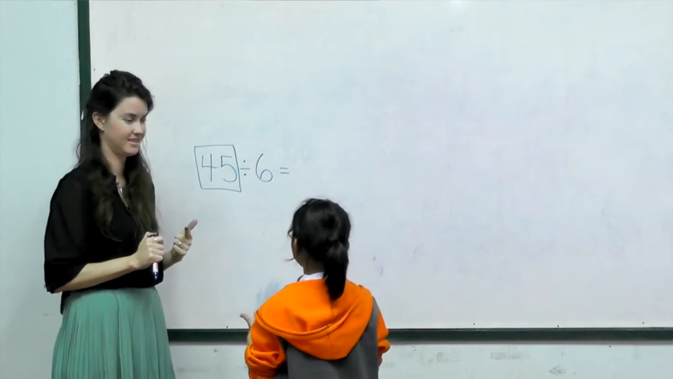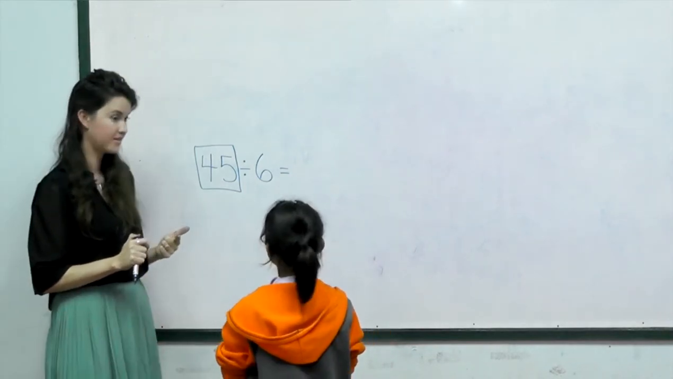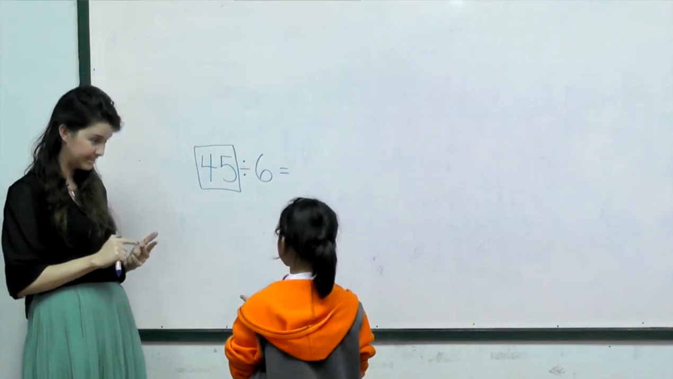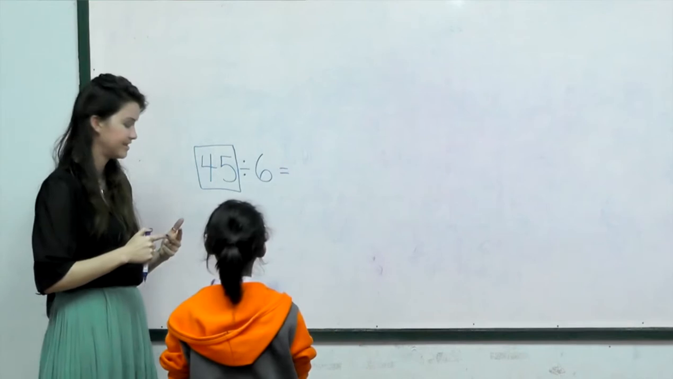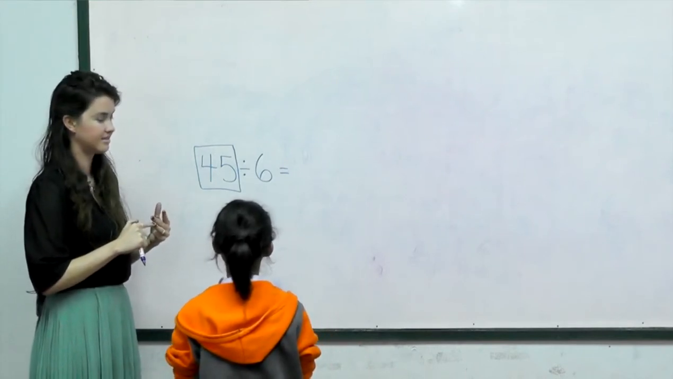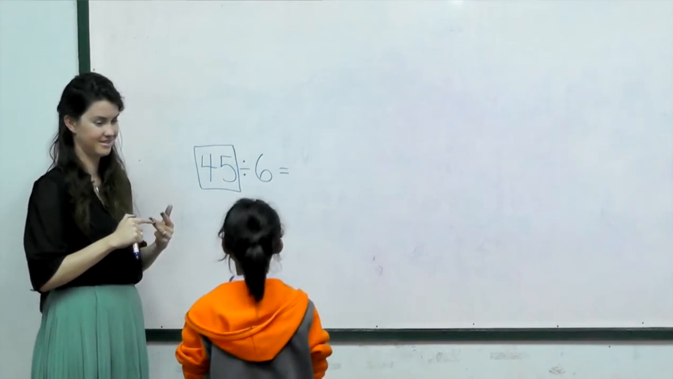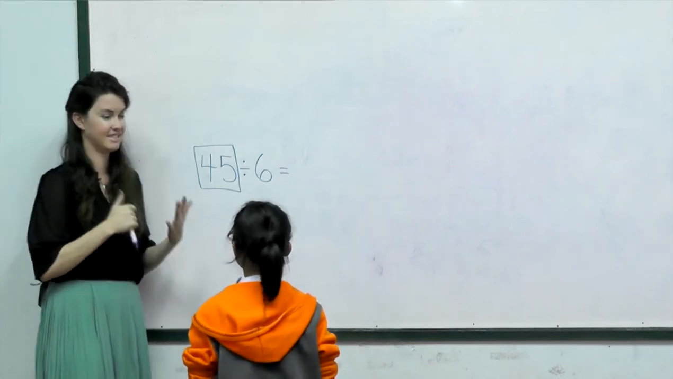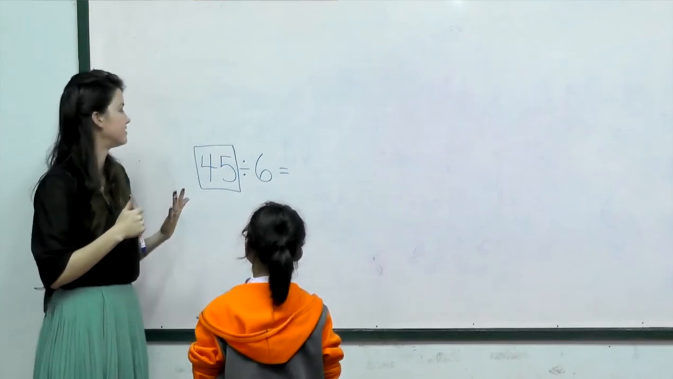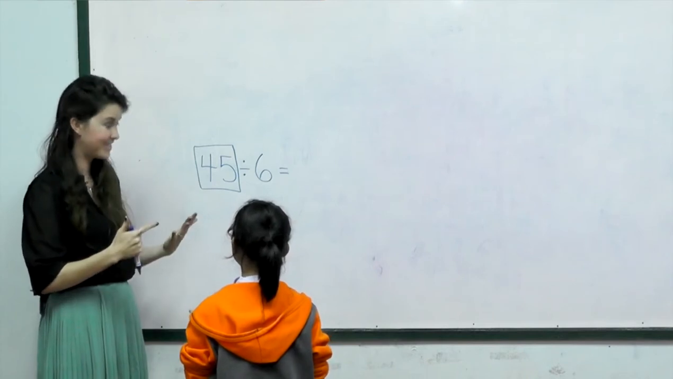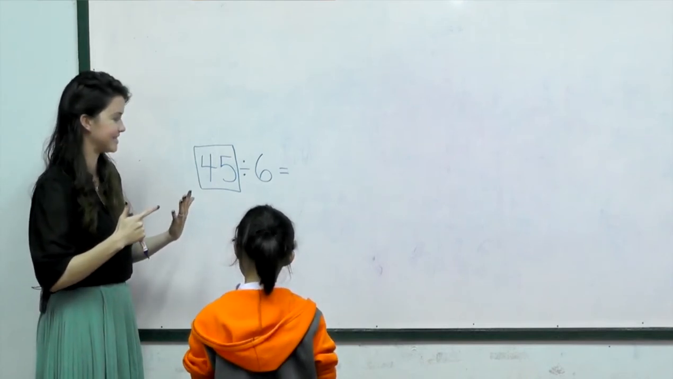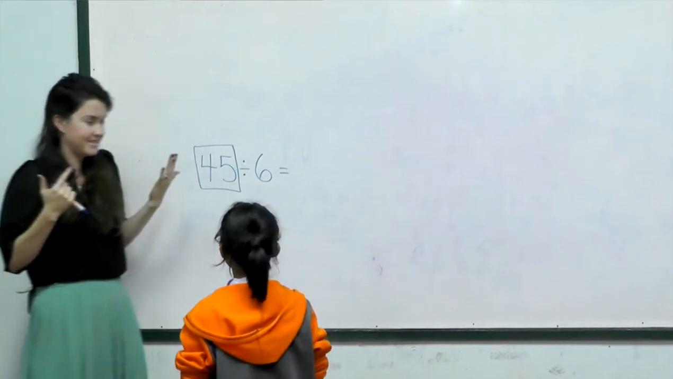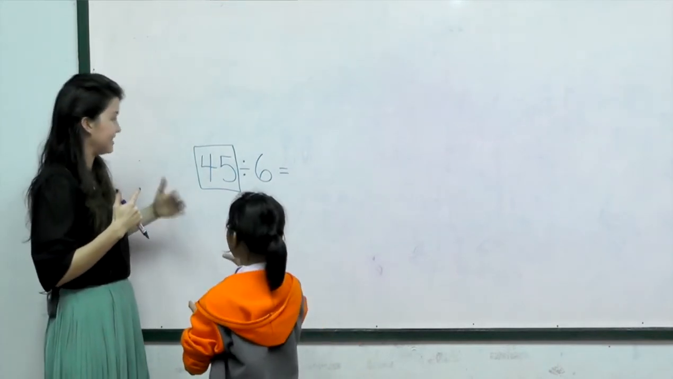Six. Good. 12. 18. It's okay, you got it. 18. 24. You're doing great. 36. 42. Stop. Okay, good. We're going to stop there. Why are we going to stop there? Yeah, we don't want to go higher.